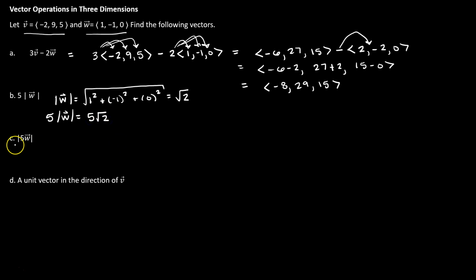Part C is asking us to find the magnitude of 5 times w. B and C are similar, but the notation is not the same. Part B says first find the magnitude, then multiply that by 5. Part C says take 5 times w and compute the magnitude. So let's first start by doing 5 times w, which comes out to be the vector 5, negative 5, 0. And then we need to find the magnitude of that.